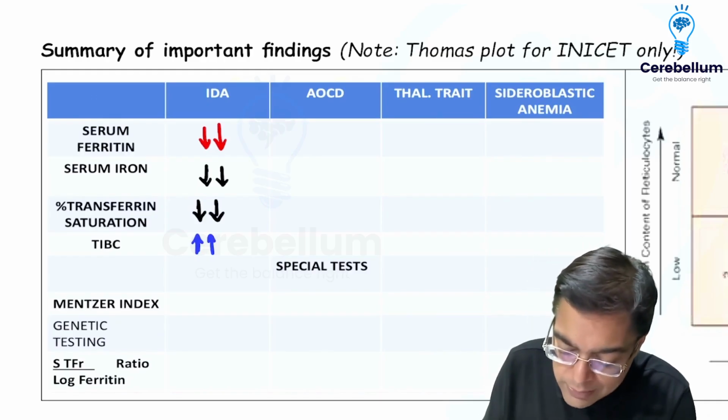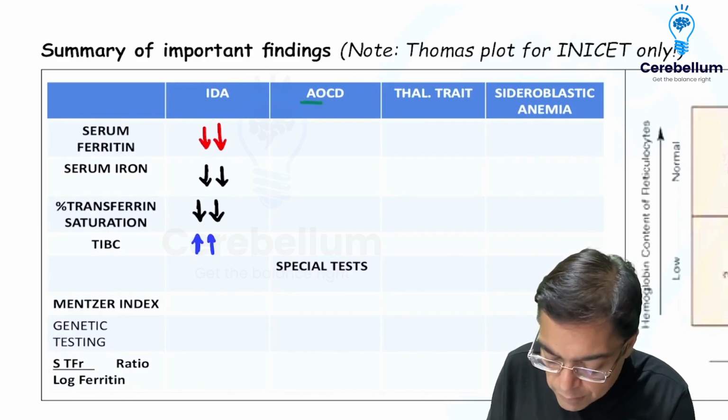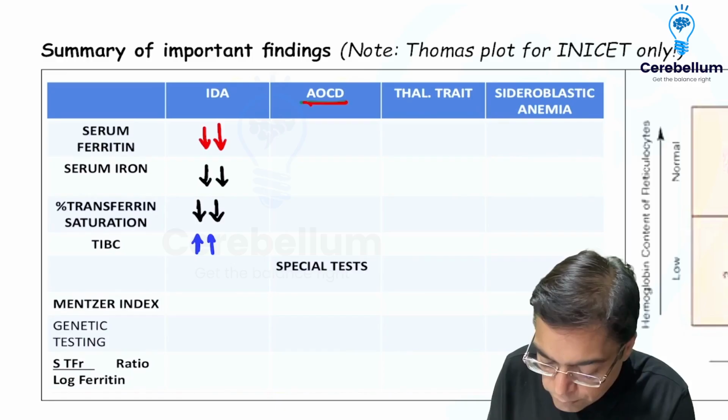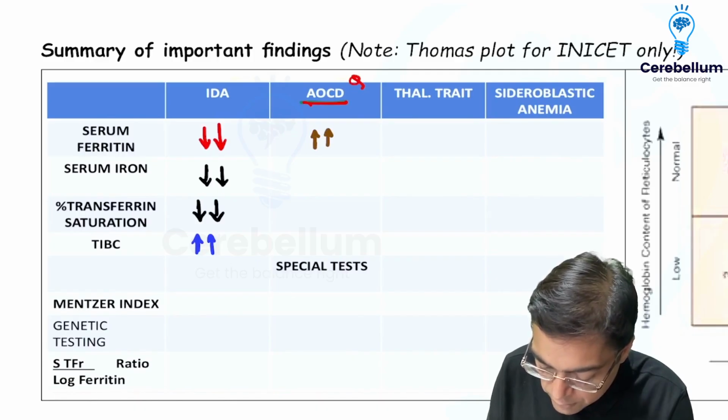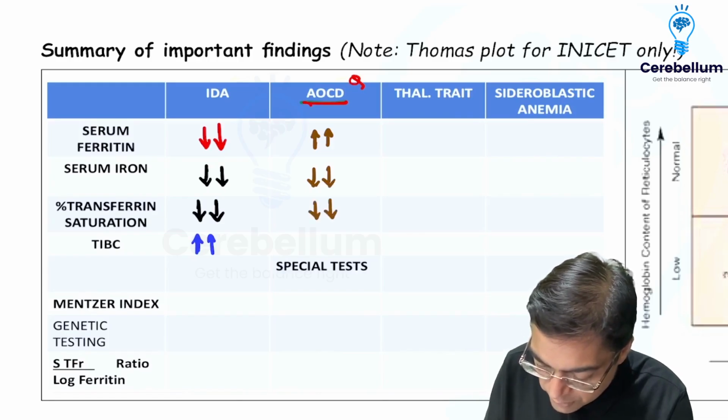I can talk about that subsequently, but I just want you to remember, in patients having anemia of chronic disease, there is inflammation. Because of the inflammation, there is going to be an increase in their ferritin. Their serum iron values are going to be less, percentage transferrin saturation is less, and they are going to have a decrease in their total iron binding capacity.